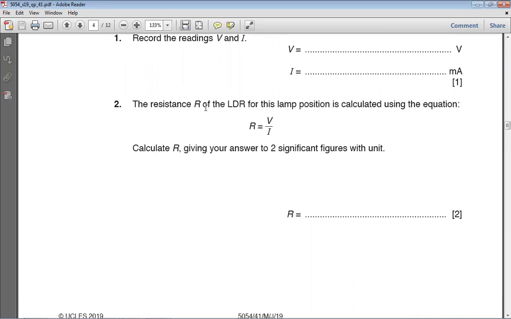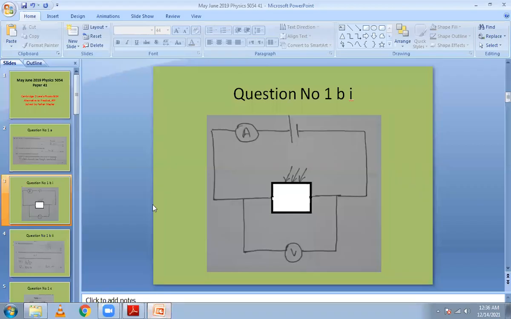Then the question: the resistance R of the LDR for this lamp position is calculated using the equation R is equal to V by I. Calculate R, giving your answer to two significant figures with unit. So put the value of V, and put the value of I, but you have to convert this into amperes. Then you will enter the values in the calculator and you will be able to find the R value.